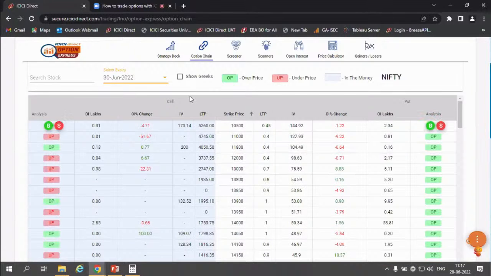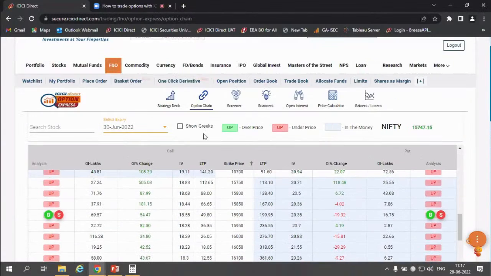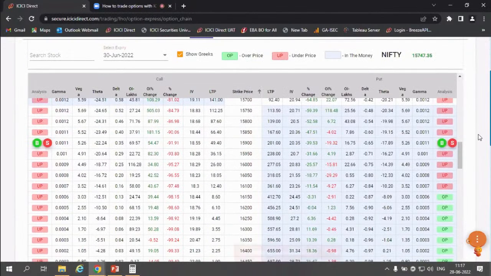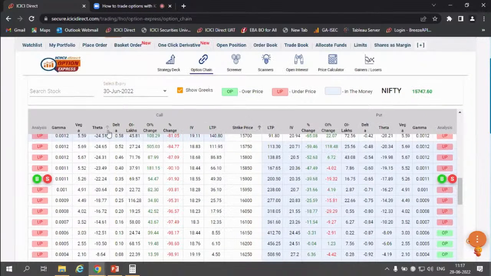So it will show you that, and then there is a tick and untick option to show Greeks. Lots of option traders like to trade using Greeks, so all they have to do is simply click on Greeks. Most of the platforms don't give you this kind of information for free. On the ICICIdirect platform, this information is available to you for free.